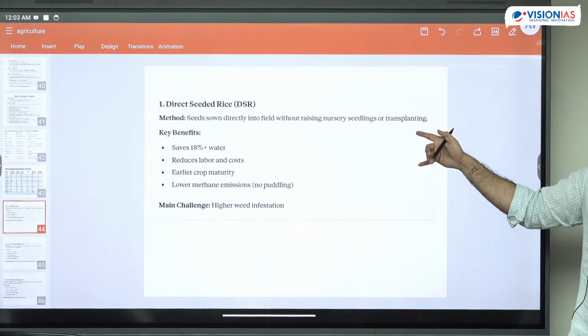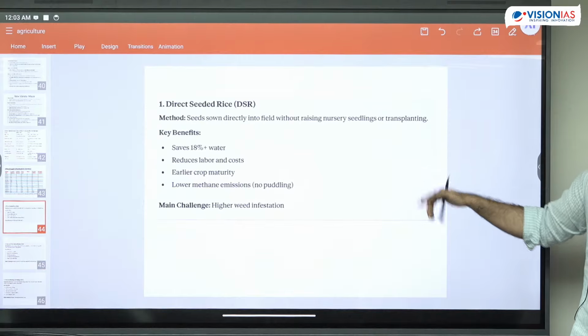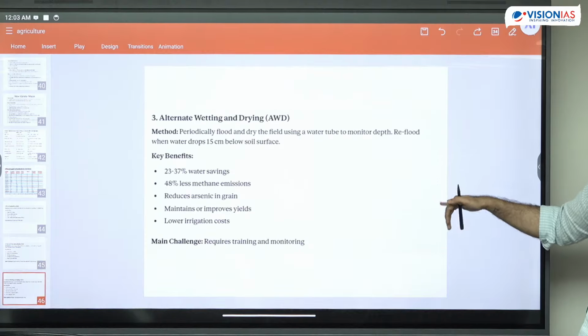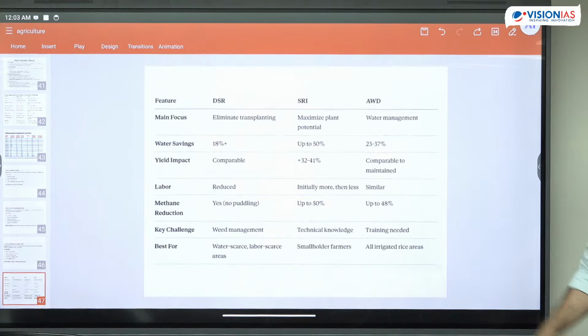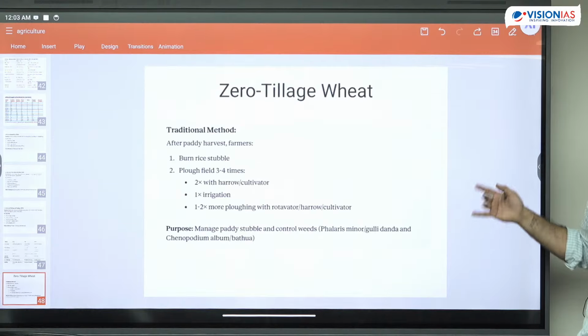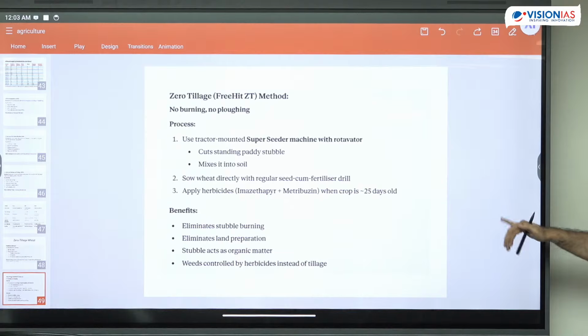Direct seeded rice has lower water consumption and lower labor cost. System of rice intensification has all the benefits. Alternate wetting and drying is done mostly for that. I have compared the 3 also based on whatever is talked about. Zero tillage wheat, how it is done.